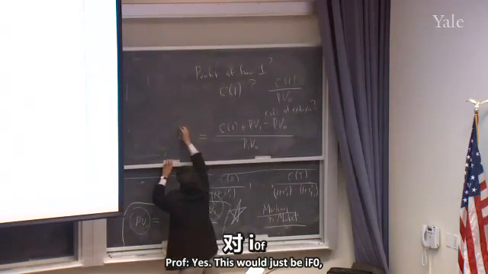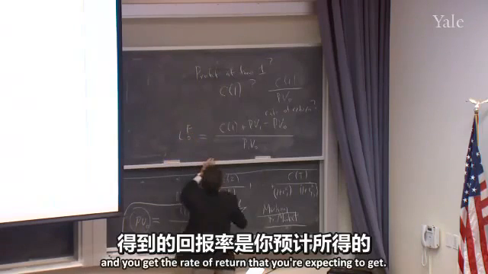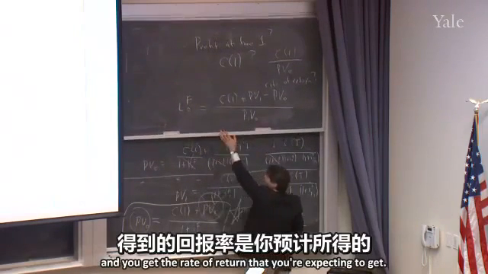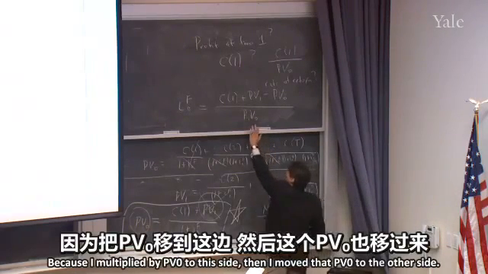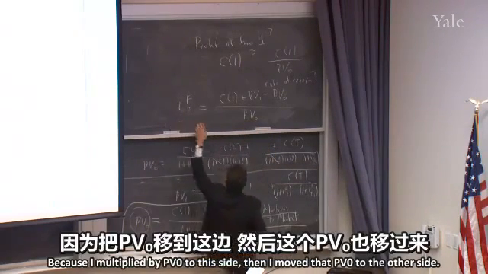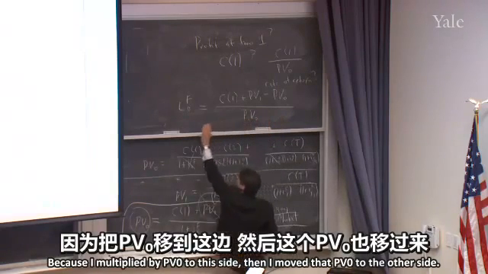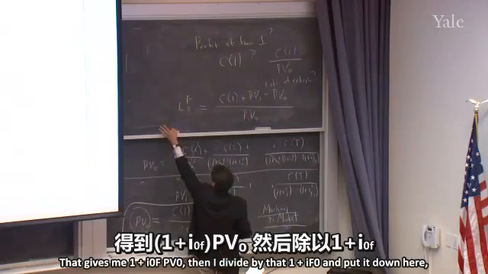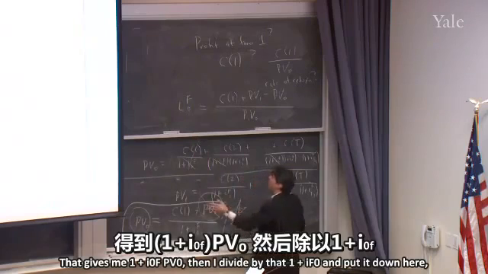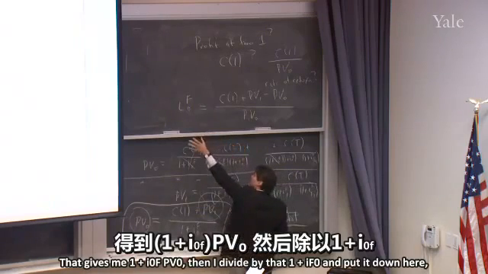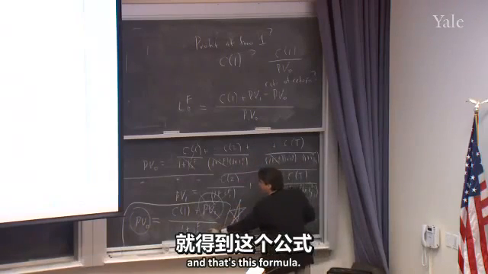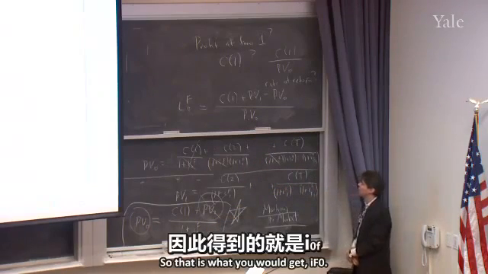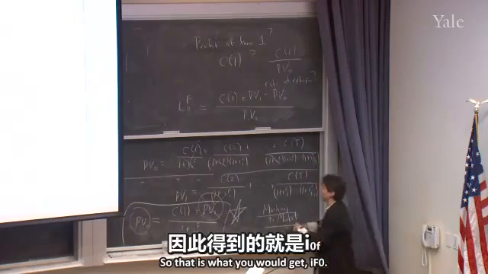Okay, this would just be IF0, and you get the rate of return that you're expecting to get. Now, how do I know that's IF0? Because I multiply by PV0 to this side, then I move that PV0 to the other side. That gives me 1 plus IF0 times PV0. Then I divide by that 1 plus IF0 and put it down here, and that's this formula. So that is what you would get, IF0.